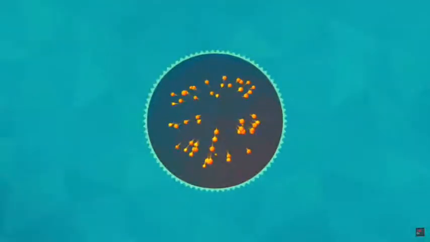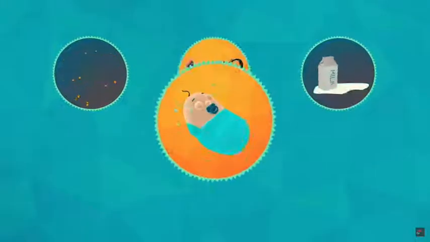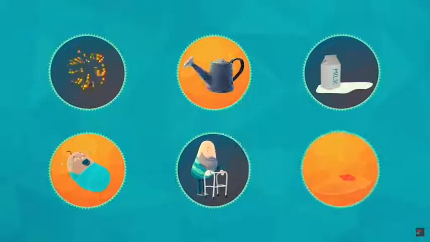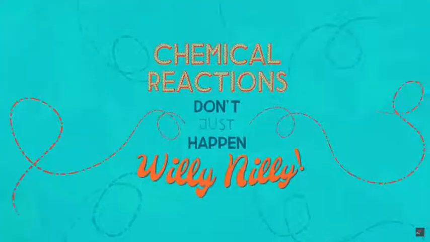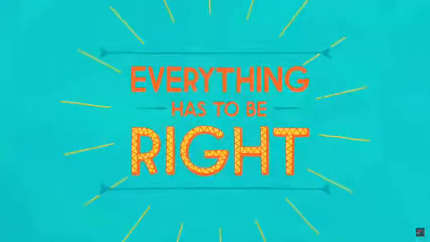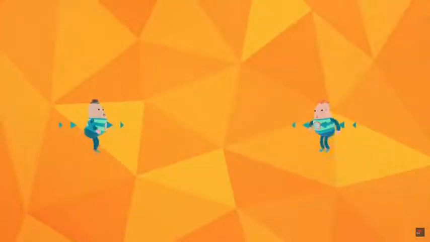All these changes are chemical reactions, and we can see them happening around us. For example, when fireworks explode, or iron rusts, or milk goes bad, or people are born, grow old, die, and then decompose. But chemical reactions don't just happen willy-nilly. Everything has to be right. First, the molecules have to hit each other in the right orientation. And second, they have to hit each other hard enough, in other words, with enough energy.